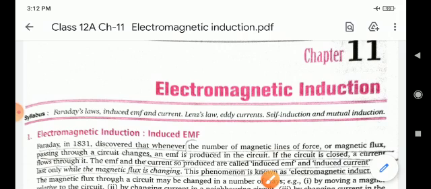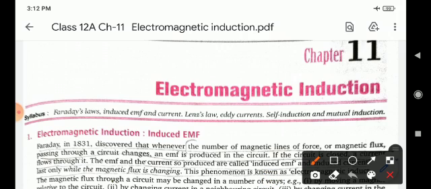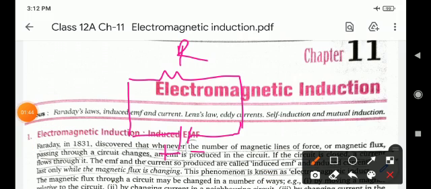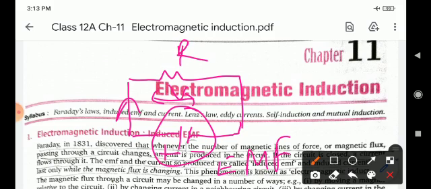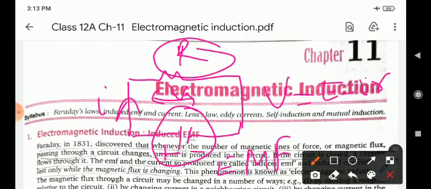According to this syllabus, children, here E is the EMF, V is the potential, I is the current and r is the resistance. The formula is V equals E minus Ir, where E is the EMF, V is the potential, small i is the current and small r is the resistance.